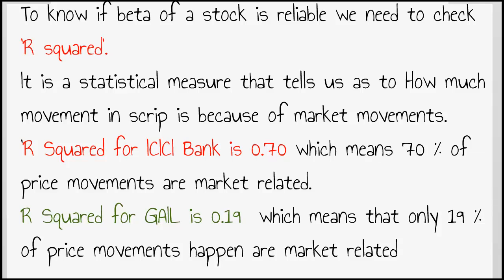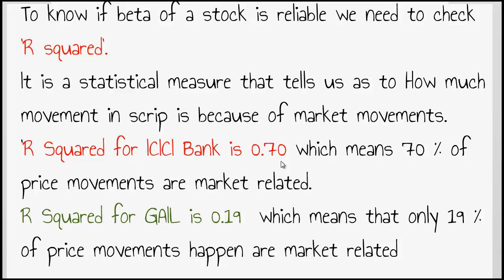Well, to actually know if we can rely on beta or not, we need to check a statistical measure which is called R squared. Well, R squared tells us how much of the movement in a scrip is because of market movements. For example, R squared of ICICI Bank is 0.7. R squared is measured out of 1.